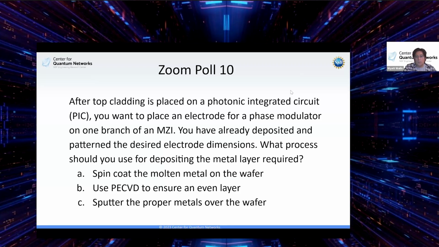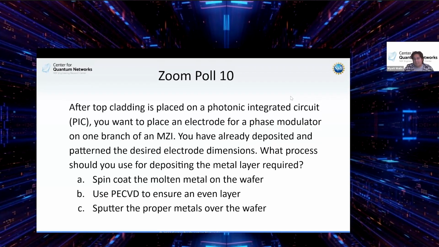What would be a good process that you should use, or maybe is a good idea to use, in order to get these electrodes on there? And remember, these electrodes are most likely going to be metal, right?